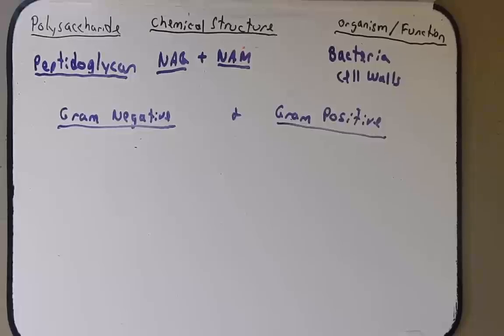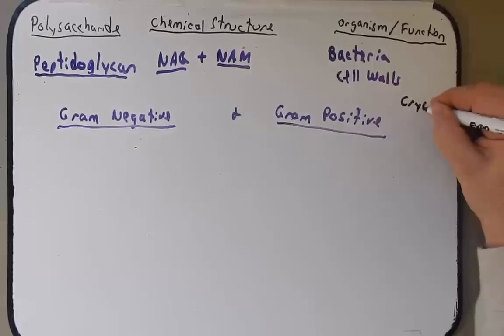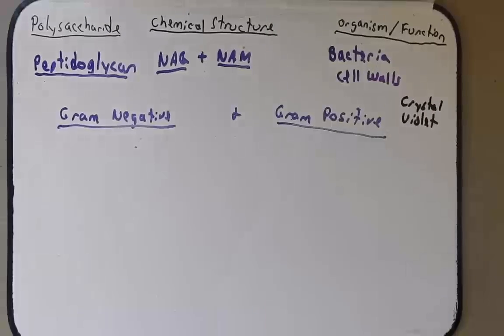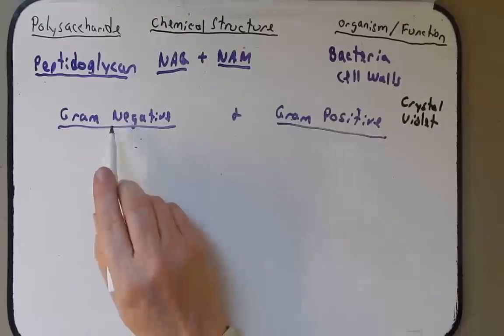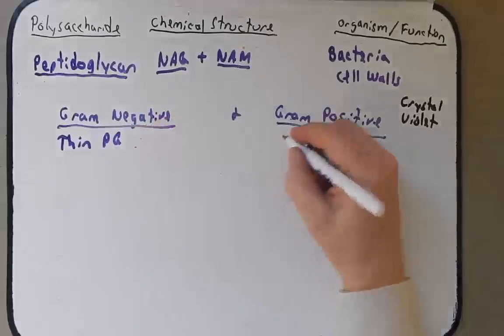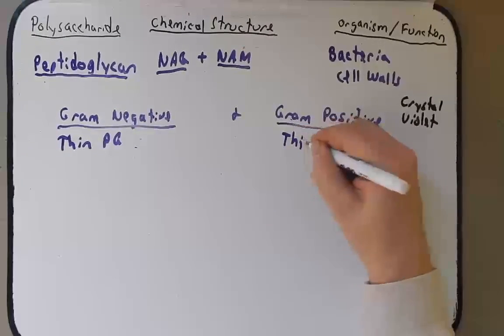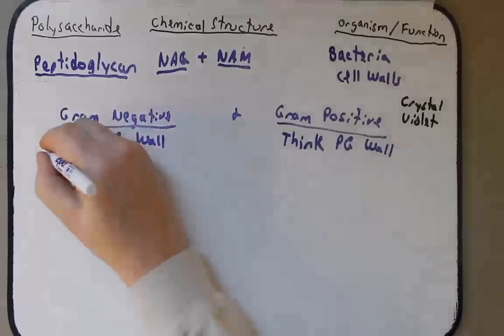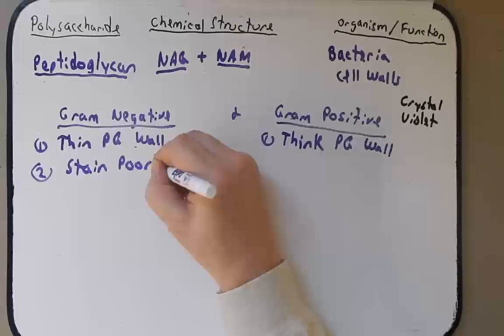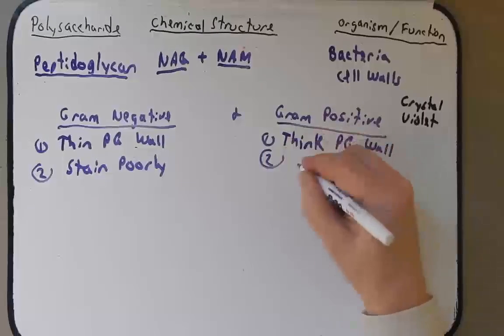What microbiologists will do is they will stain bacteria with a dye. The dye is called crystal violet. I'm not going to ask you that on a test, but I'm going to write it down here just so you know in case you're curious. Gram-positive and gram-negative, they will each have peptidoglycan in their cell walls, but gram-negatives have a thin peptidoglycan wall, and gram-positive have a thick peptidoglycan wall. For that reason, gram-negative bacteria stain poorly. You'll get a little bit of a stain, but it's not quite as strong as you see with the gram-positive.